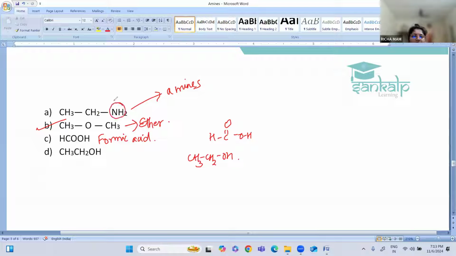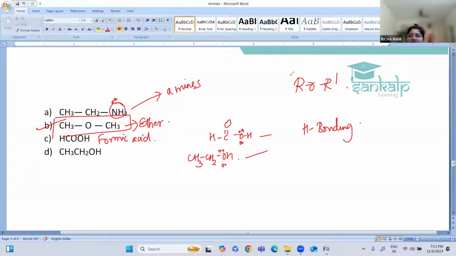So you can see the OH group is there, an electronegative atom is there. So the other options will form hydrogen bonding. But in ether, when you see the R-O-R dash linkage, there is an absence of hydrogen bonding. Because of the absence of hydrogen bonding, it will have the lowest boiling point. Option number B.